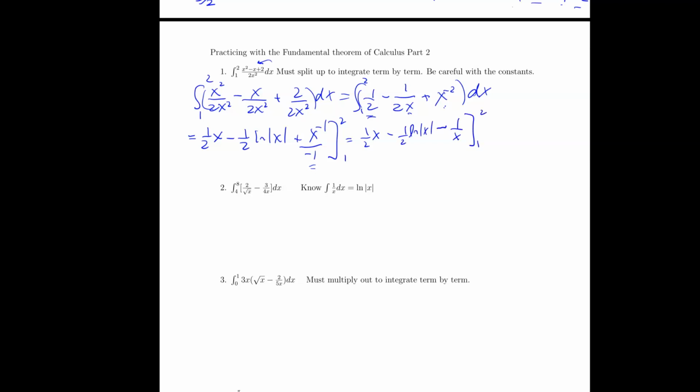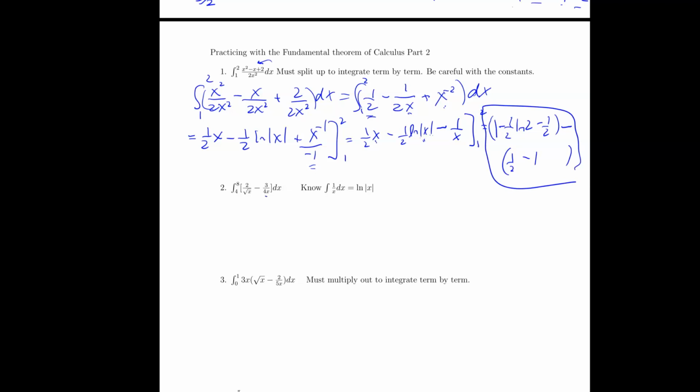Okay, so now I'm going to plug in the numbers. So if I plug in the number 2 here, that gives me a 1. Plug in the number 2 here, I get minus 1/2 ln of 2. Don't need the absolute value bars anymore once I put the 2 in because it's positive. Minus 1/2. And then I'm going to subtract off, plugging in 1. So I get 1/2. ln of 1 I know is 0, so minus 1. So all of this is my answer.